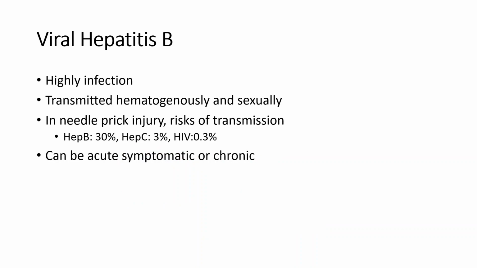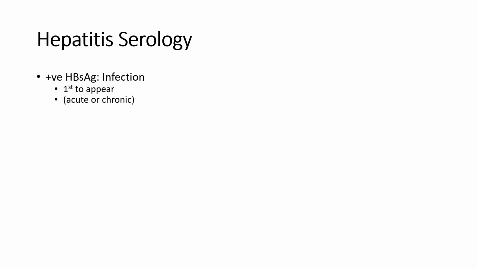Viral hepatitis B, highly infectious. In comparing the risk of transmission of infection in a needle prick injury, we can see that HIV has 0.3% risk, hepatitis C 3%, whereas hepatitis B is between 6 and 30%, and it can have an acute phase and it can progress into chronicity.